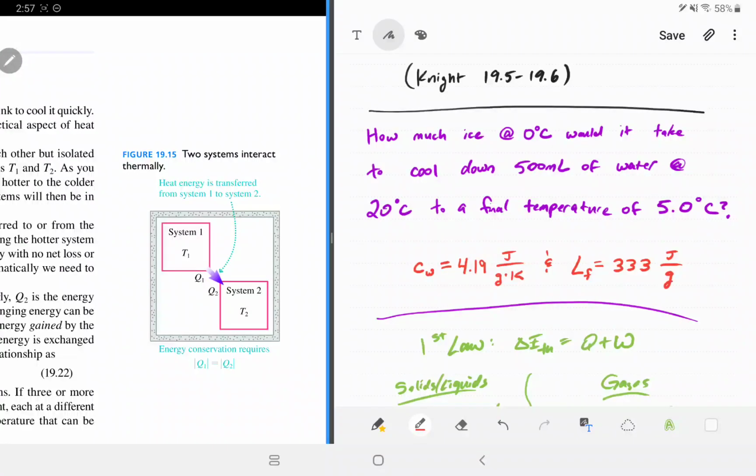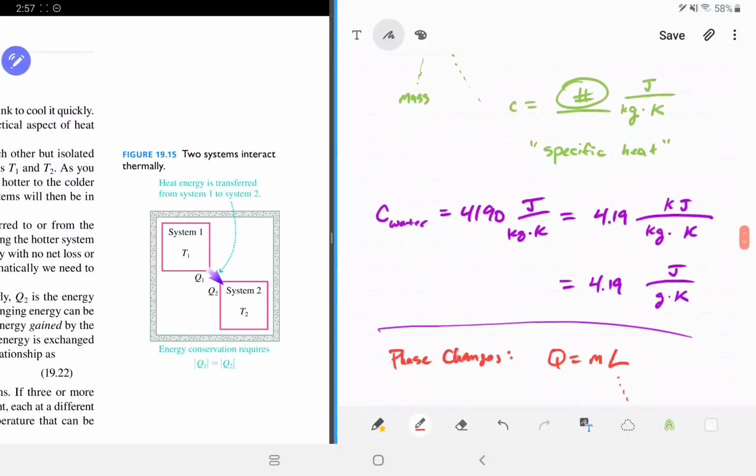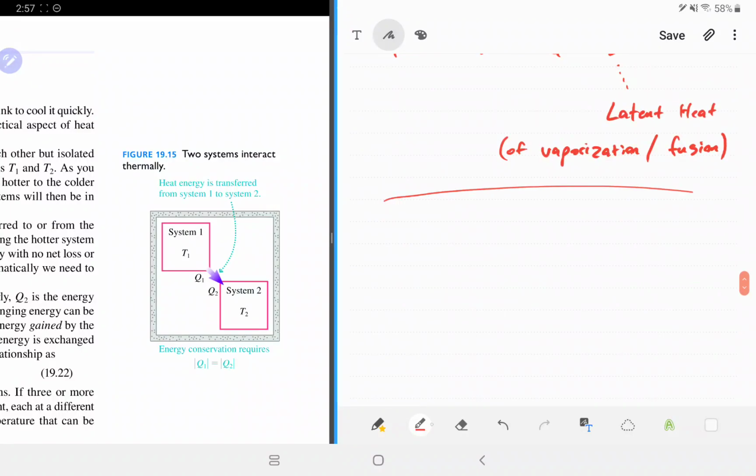When you mix things, so here we're going to mix water and ice, whatever energy is lost by the water is gained by the ice, as long as that's the only way that the energy is exchanging. So we're going to use that fact to help us solve for the final temperature, that fact along with these two equations. Okay, so back to the original problem.